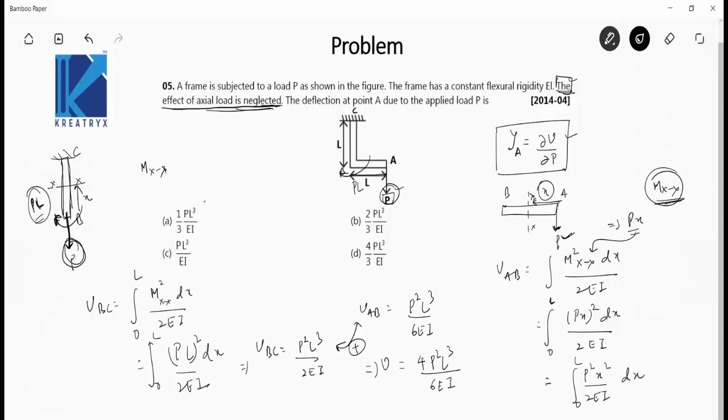Now the deflection at point A due to the applied load P is the partial differentiation of this strain energy function with respect to P, which gives 8PL cubed by 6EI. So del U by del P is equal to 4/3 PL cubed by EI, and this value is the deflection at point A due to the applied load P, and the option is D. So the strain energy method comes in handy in these types of questions. Next question.